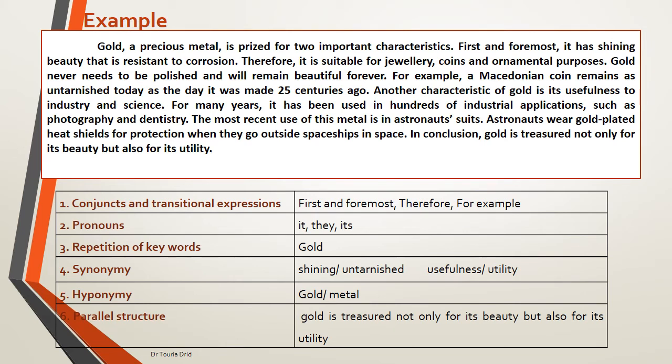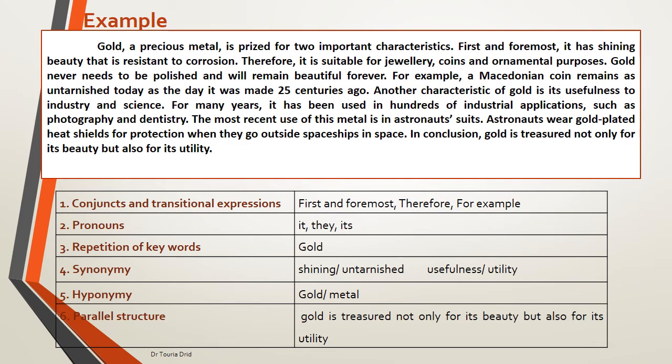We notice that in this paragraph a combination of cohesive devices is used carefully by the writer. Conjuncts and transitional expressions appear from time to time, but they do not appear in all the sentences, and this is quite normal. We notice the use of first and foremost, therefore, and for example, depending on the meaning relationships between the sentences. Also, the writer uses some pronouns like it in order to refer to gold, they, its, to refer to nouns which are mentioned in previous sentences.